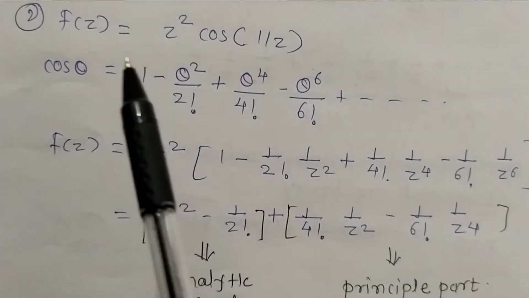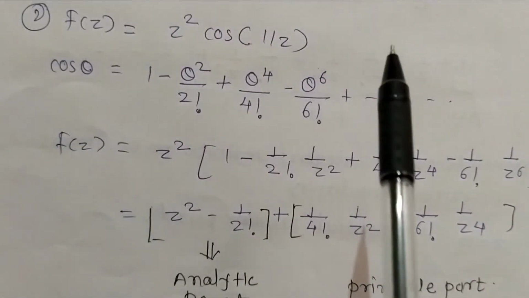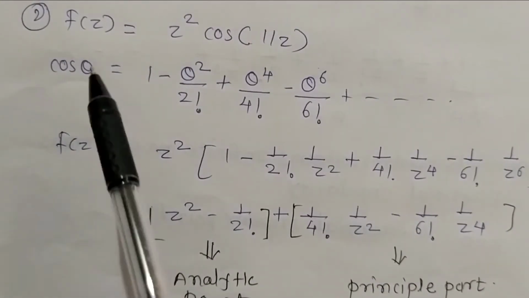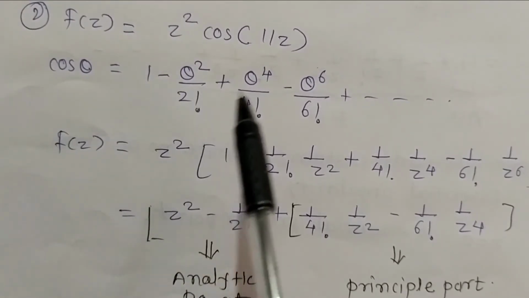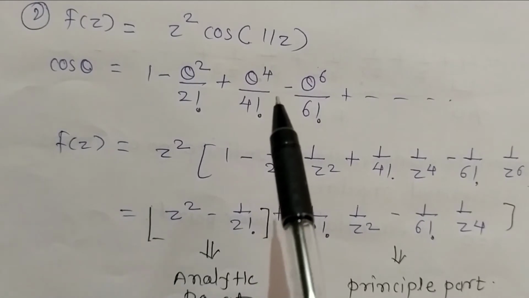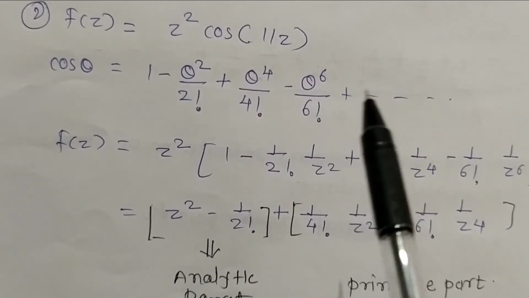Another example is f of z is equal to z raised to 2 times cos 1 by z. Then we know that cos theta is equal to 1 minus theta square by 2 factorial plus theta raised to 4 by 4 factorial minus theta raised to 6 by 6 factorial, up to infinity.